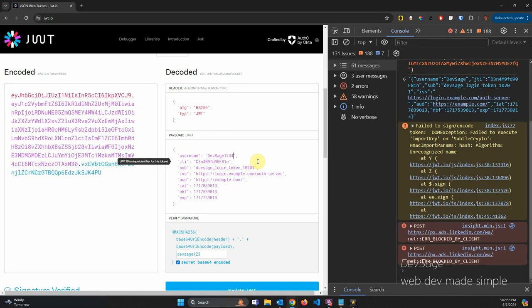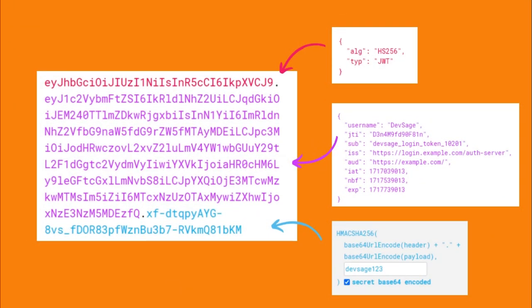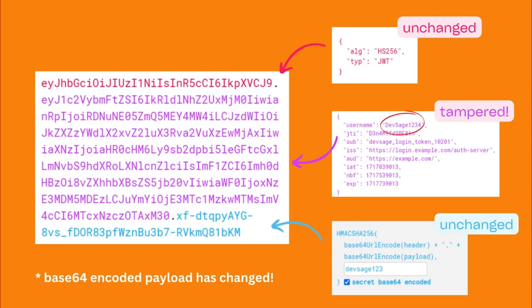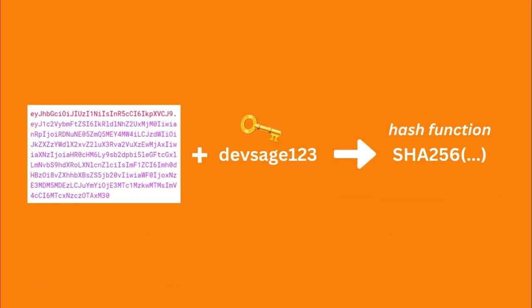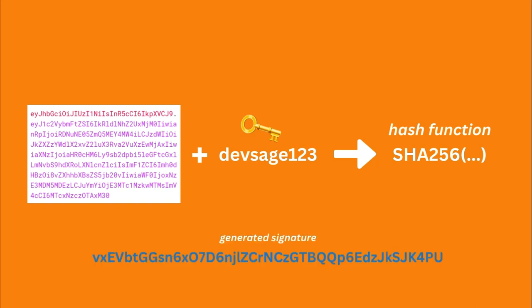So let's say DevSage1234. I didn't send this. Let's say a hacker intercepted this JWT and modified the username to DevSage1234. What would happen is the base64 encoded payload would be changed, but let's say that the header and signature remain untampered. The server would then try to verify this bad token by rebuilding the signature. So it'll take the base64 encoded header and the payload combined with my secret, and it'll run it through the SHA-256 hashing function. And it would generate a signature that looks something like this.